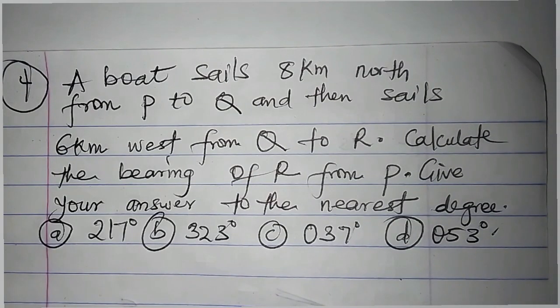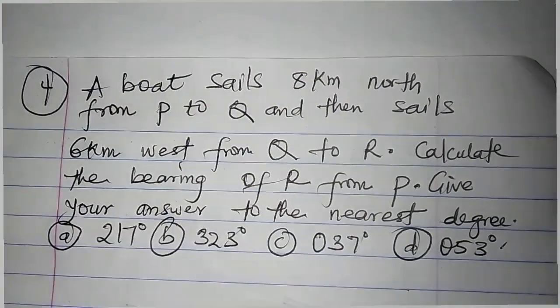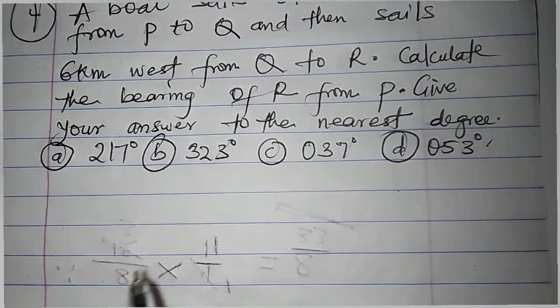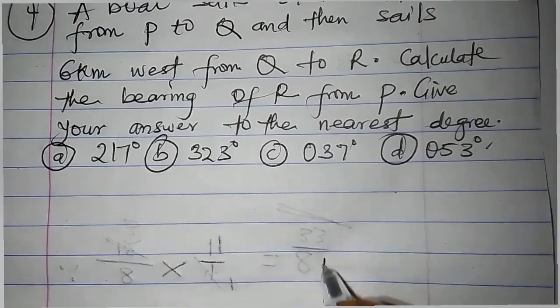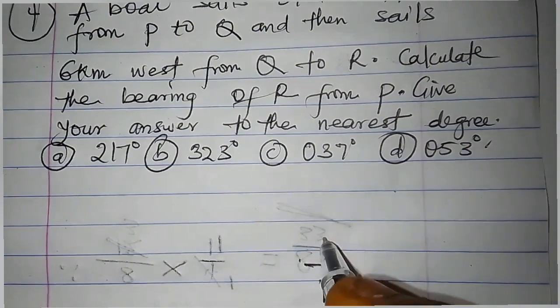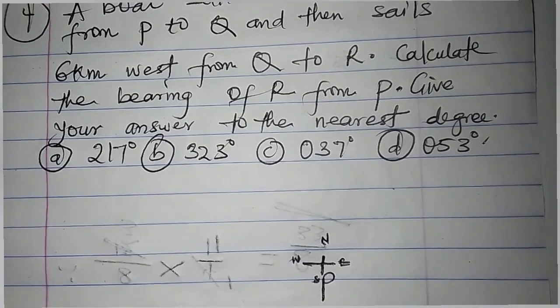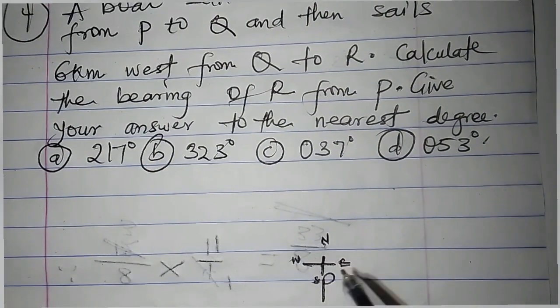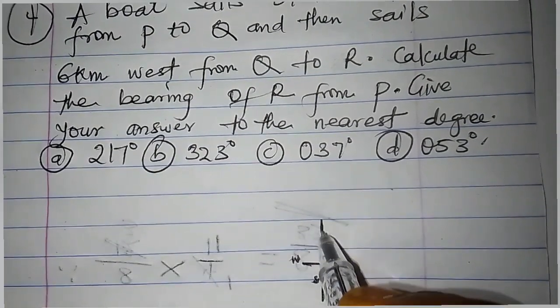Now, this is question 4. It's a question under bearing. A boat sails 8 kilometers north from P to Q. Now, let's represent that. This is a point P, for example. This is the north, east, west, and south. Okay, this is north, this is east, this is west, this is south. The boat sails 8 kilometers north of P. So let me say 8 kilometers north is just to take the line upwards.